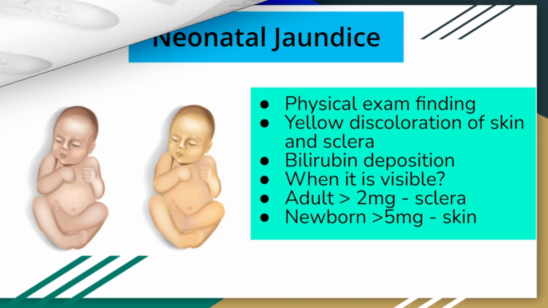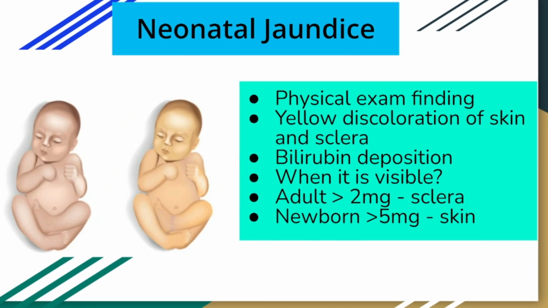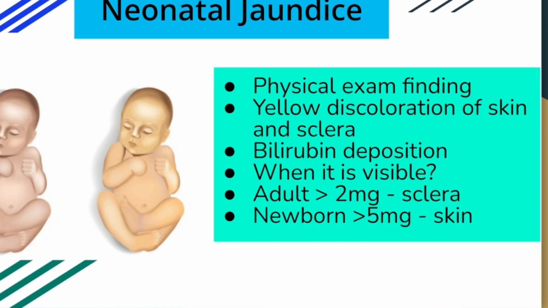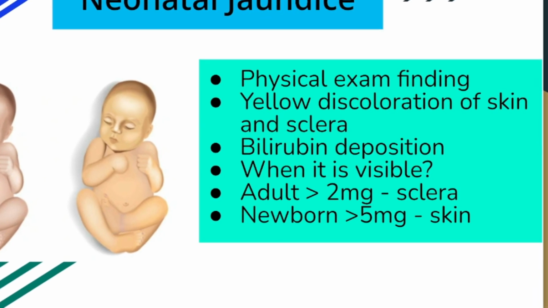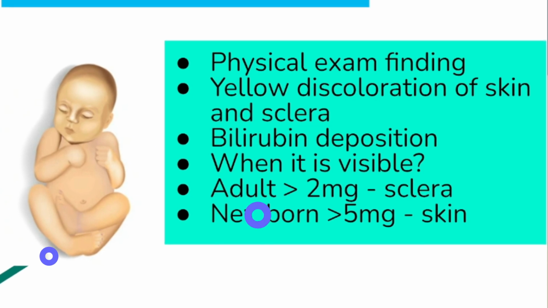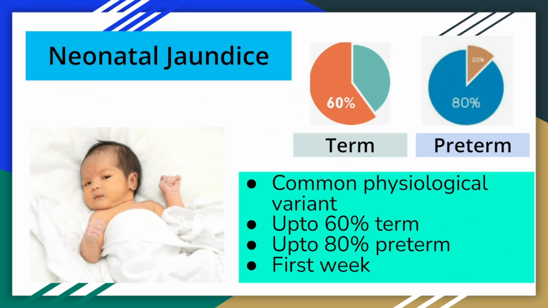Introduction. Jaundice is a physical exam finding and refers to the yellowish discoloration of skin and sclera caused by bilirubin deposition. It becomes visible when the bilirubin level exceeds 2 mg in adults and 5 mg in newborns. Neonatal jaundice is a common physiological variant, as up to 60% of term healthy and up to 80% of preterm newborns exhibit some degree of jaundice in the first week of life.